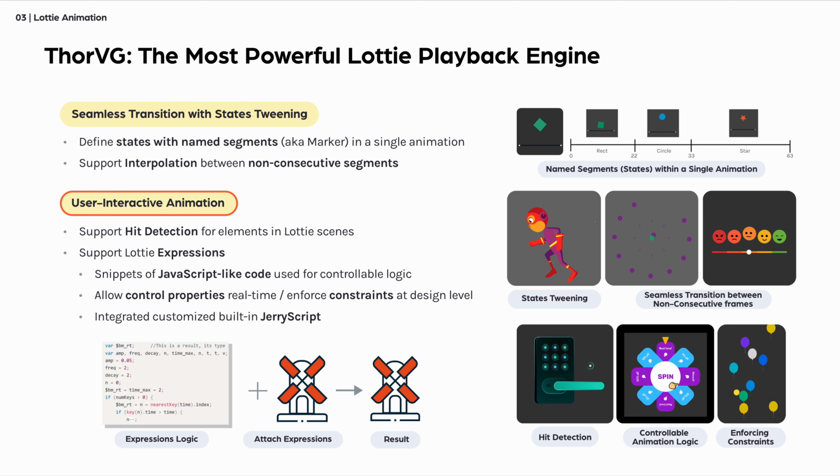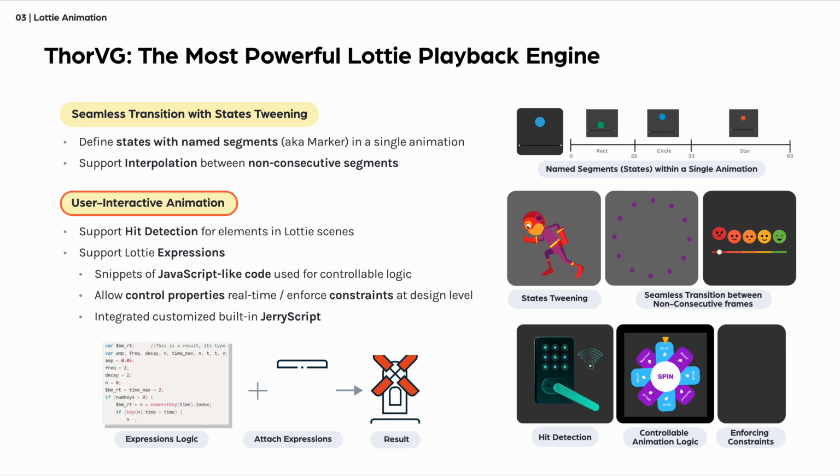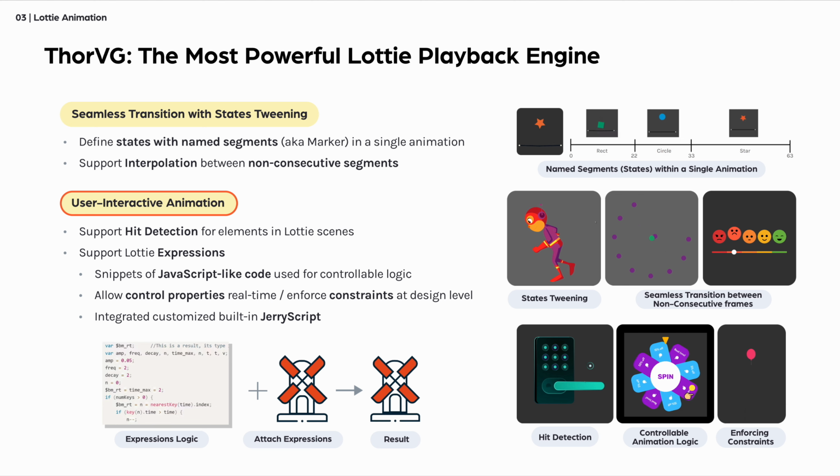Another notable feature is user interaction. ThorVG provides engine-level hit detection support, enabling applications to figure out which element in a Lottie scene has been selected. With this logic, developers can create responsive animations based on user interactions. As you can see in the demo at the bottom, the title is hit detection. There's one single Lottie animation, but applications can figure out which button in the Lottie scene has been selected or not, so they can bring more responsive animations based on the user's input.